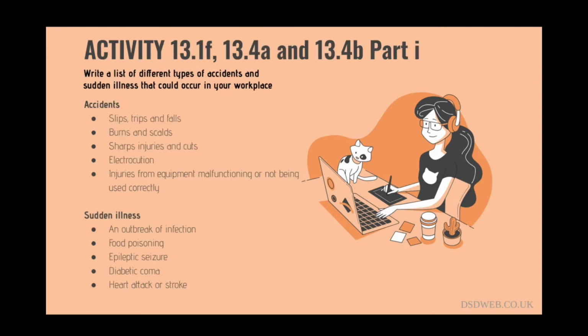The next question asks you to list some different types of accidents or sudden illnesses that could occur in your workplace. Some accidents that you may want to consider include slips, trips and falls, burns and scalds, sharps injuries and cuts, electrocution, and injuries from equipment malfunctioning or equipment not being used correctly. And some sudden illnesses could be an outbreak of infection, food poisoning, epileptic seizure, diabetic coma, heart attack or stroke.